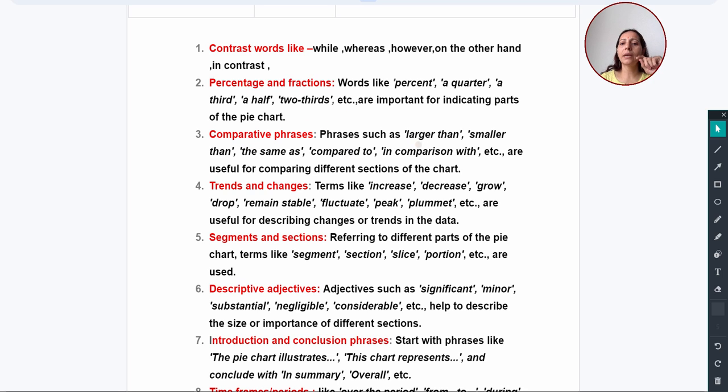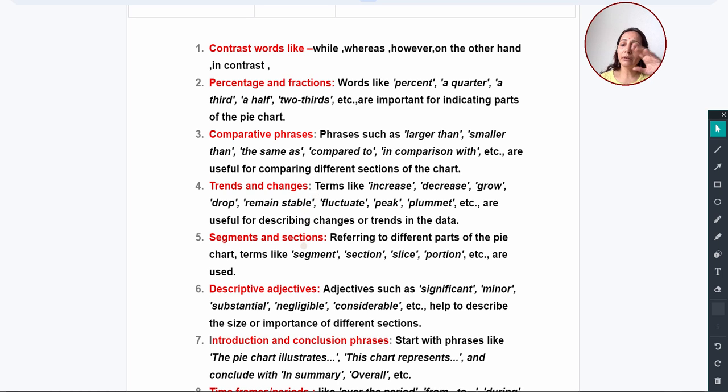Comparative phrases like larger than, smaller than, the same as, compared to, in comparison with: use these words in your task one. Trends and changes: if something is going up, then increasing trend, growing; drop means down, the data is showing a decrease. Remain stable means no change in the data. Fluctuate, some up and down; peak. These words you can use in a bar graph too, but here we are talking about pie charts, so in pie charts also you will be using these words.